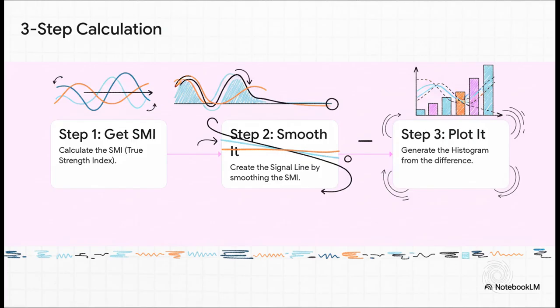Now, you don't need to do the math yourself, but it helps to know what's going on. It's basically a three-step dance. First, it calculates that core SMI line, using that double smoothing method. Second, it smooths that line out again to create the signal line. And third, it just subtracts one from the other to create the histogram. It's that layering, that double filtering, that's the secret sauce here. That's what gets rid of the noise.